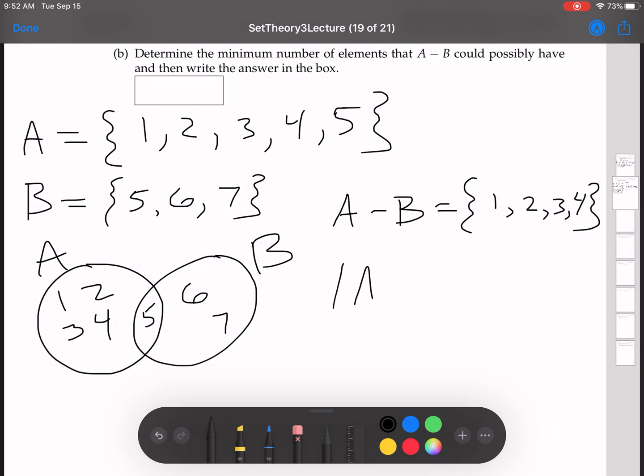And the cardinality of A minus B is 4. So now the idea, now we want to say, okay, how could we reduce this number? Can we reduce 4 to 3? How could we reduce 4 to 3?